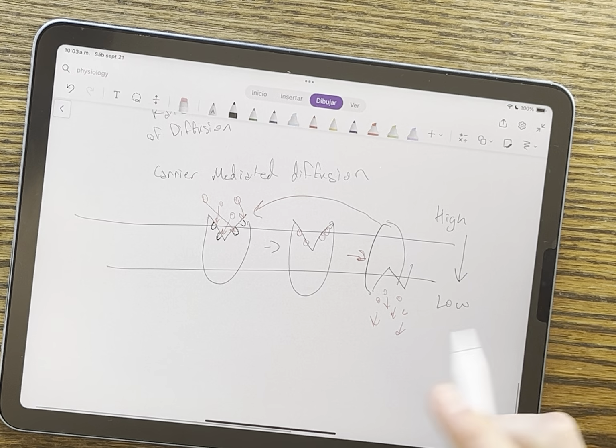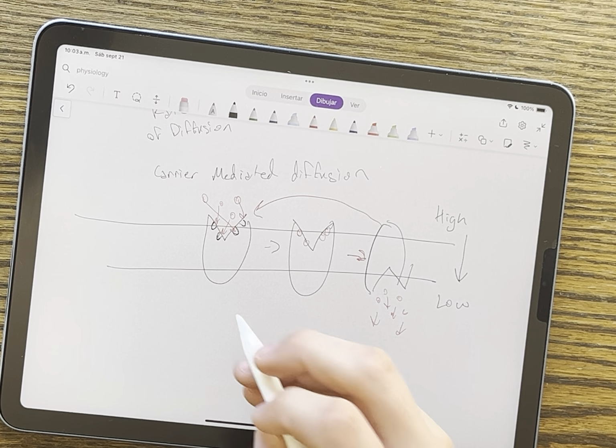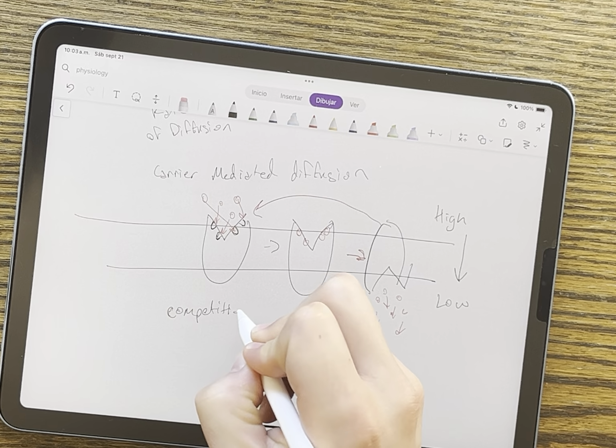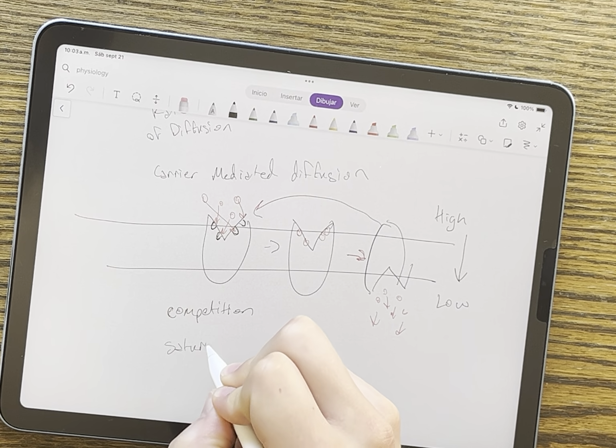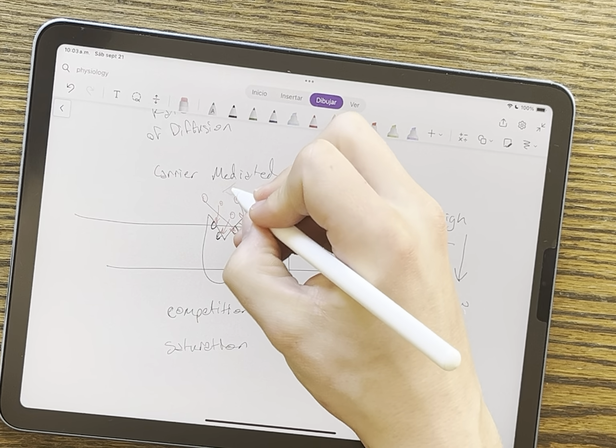That's very important. But with carrier-mediated protein, we see something else that can cause problems. Two things actually: competition and saturation. So competition is, let's say we have some yellow half circles.